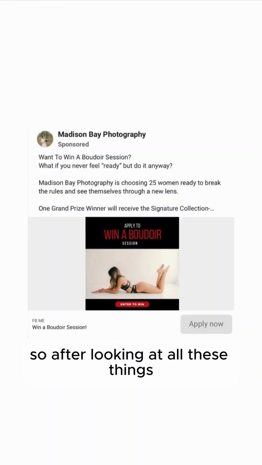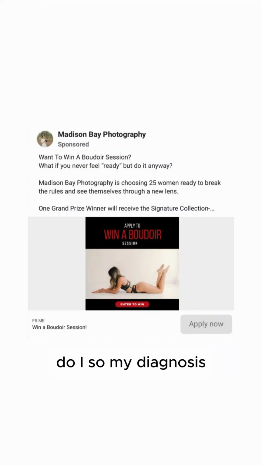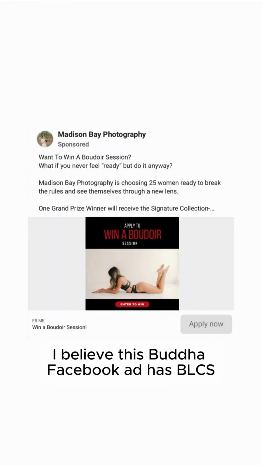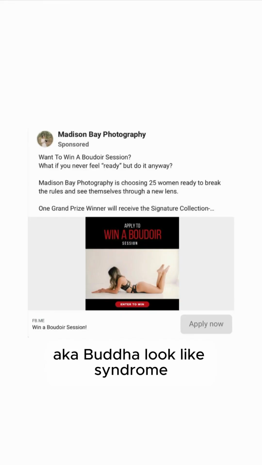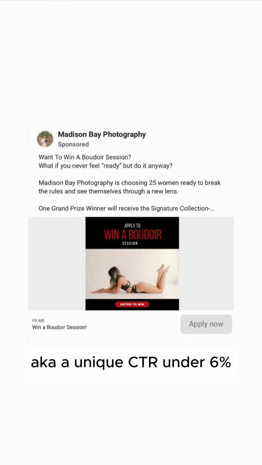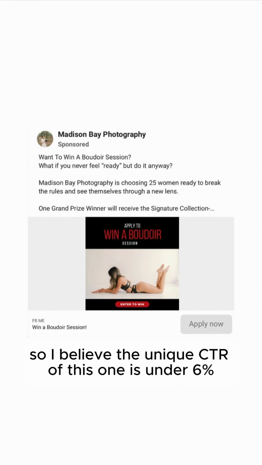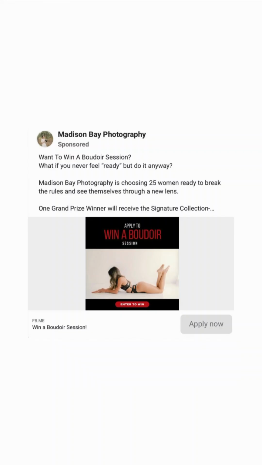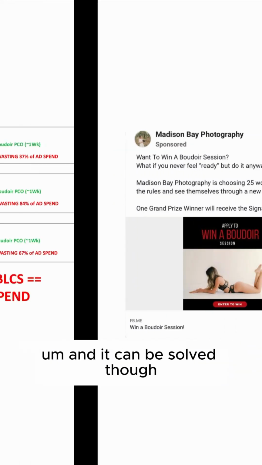So after looking at all these things, my diagnosis, do I believe this Boudoir Facebook ad has BLCS, aka Boudoir low click syndrome, aka a unique CTR under 6%? Yes, I do. So I believe the unique CTR of this one is under 6%. And it can be solved though.